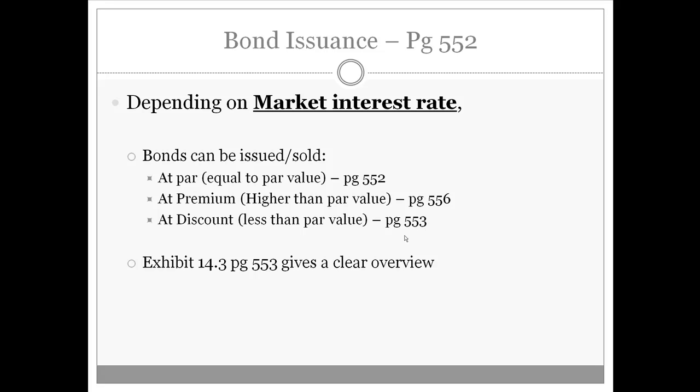Whenever a bond is issued, it can be sold at par, premium, or discount, and all of this depends on the market interest rate. Remember, as you will learn in this chapter, a bond has a stated contract rate that says what the payment will be, because each bond pays an interest payment and the par value at the end of its life. Exhibit 14.3 helps you see what is par, what is premium, and what is discount. It all ties back to interest rate. So just remember that.